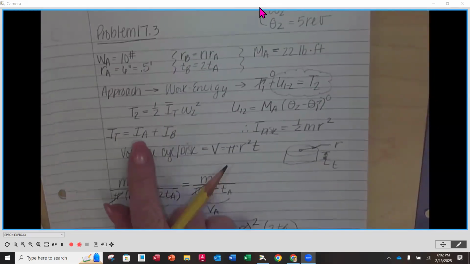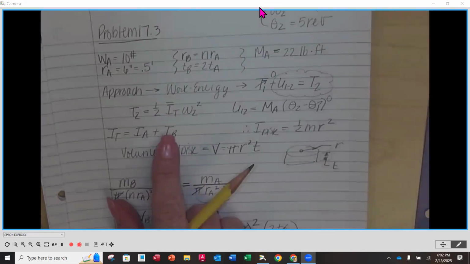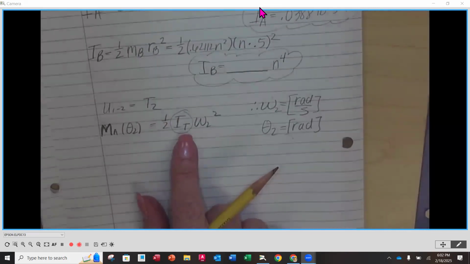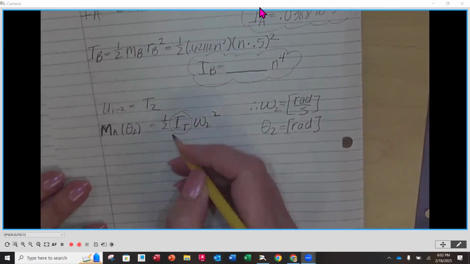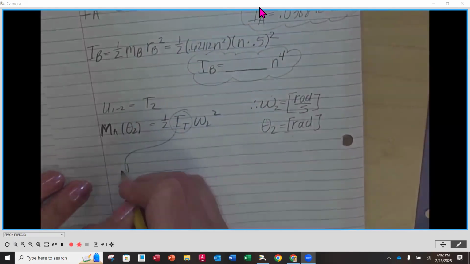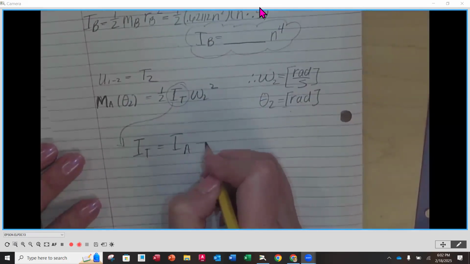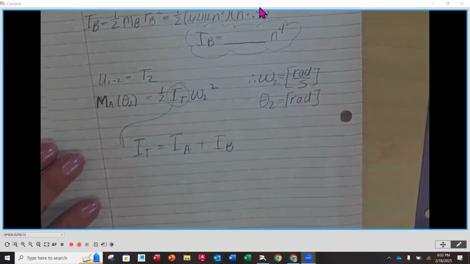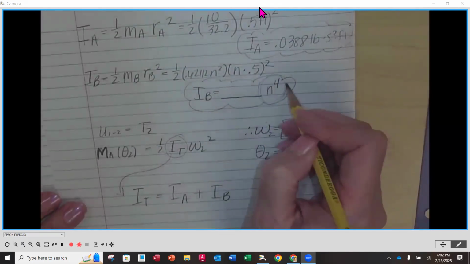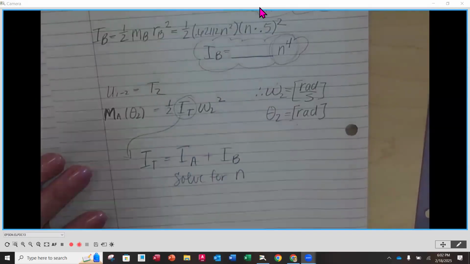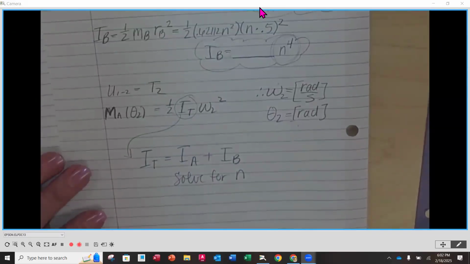Do not plug in your A plus B right away for your total moment of inertia. Just solve for what the total moment of inertia is as a number. Once you get that, you're now going to say the total moment of inertia is equal to IA plus IB from before, and you'll have one unknown variable, n. Then you'll solve for n. Does that make sense to everybody?